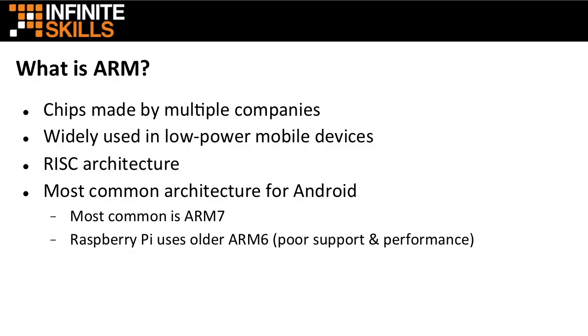Now, the Raspberry Pi, the original version, is an exception to this. It uses the older ARM6, and that is one of the hugest issues with that device. It has very poor support and very poor performance because the ARM6 was never intended as a desktop chip. They did come out with the Raspberry Pi 2, which is finally on board with everyone else and using ARM7.